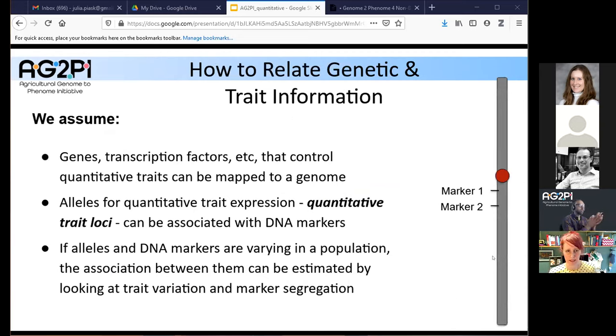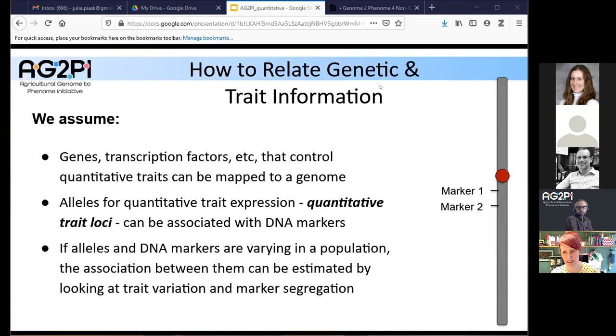So it was said last time, and I'll just reiterate, that we can use DNA markers, markers located on the genome. So this is a representation of a chromosome here with the gray, and then the red is the centromere. And we can use DNA markers as proxies for what are actually causative alleles. Most of the time, the markers we can observe are not causative alleles.